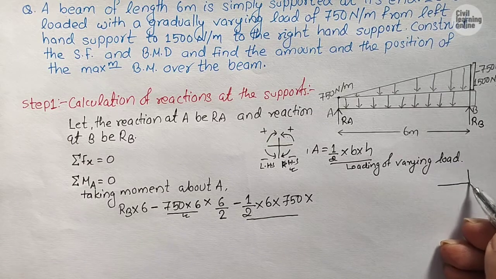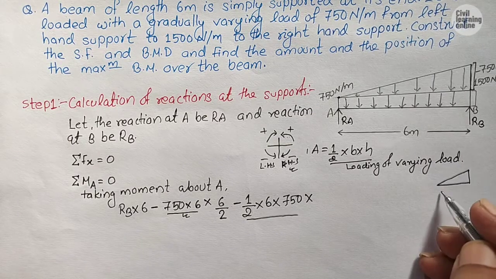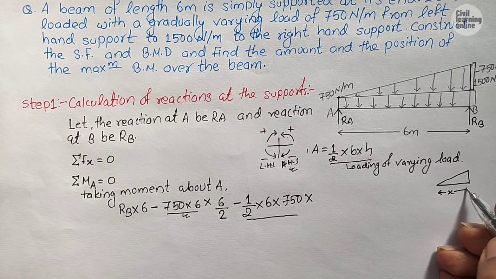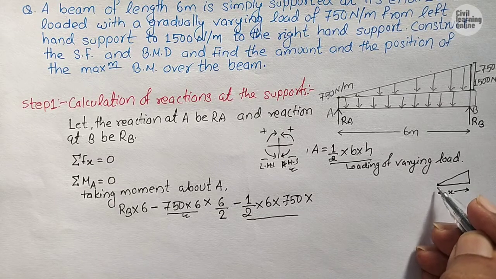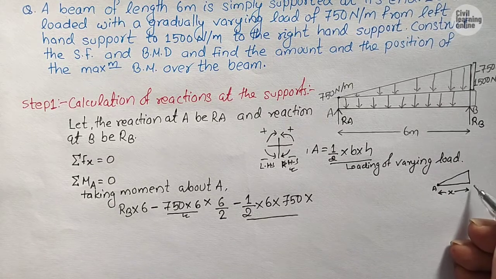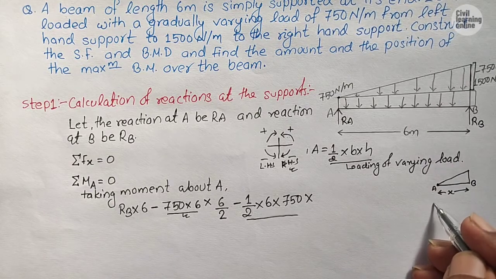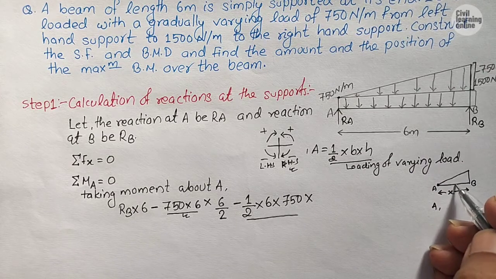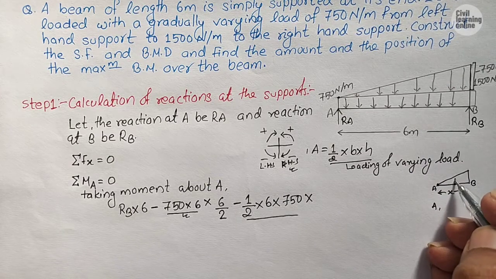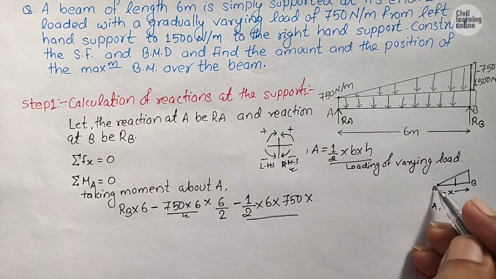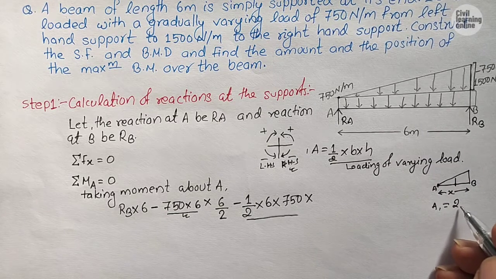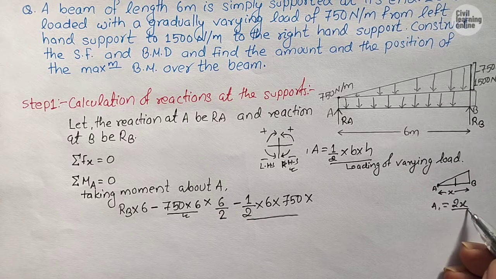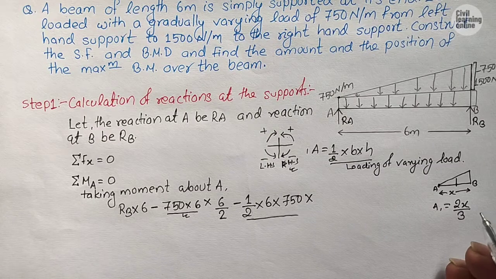Suppose this is a triangle and its lower portion span is x. Now guys, if we are finding moment about point A, then the CG of this triangle lies at 2x by 3. Do not get confused, never get confused.